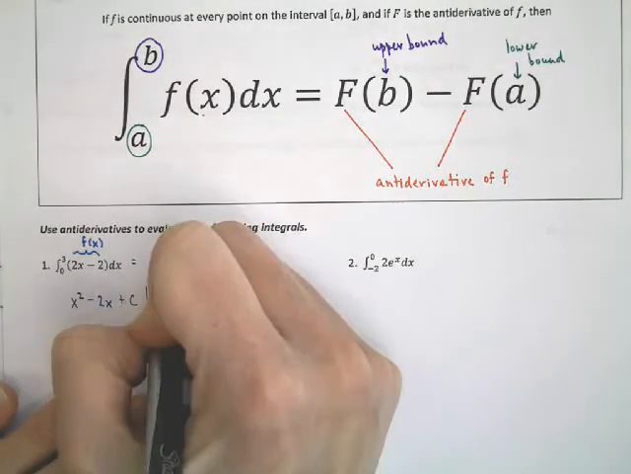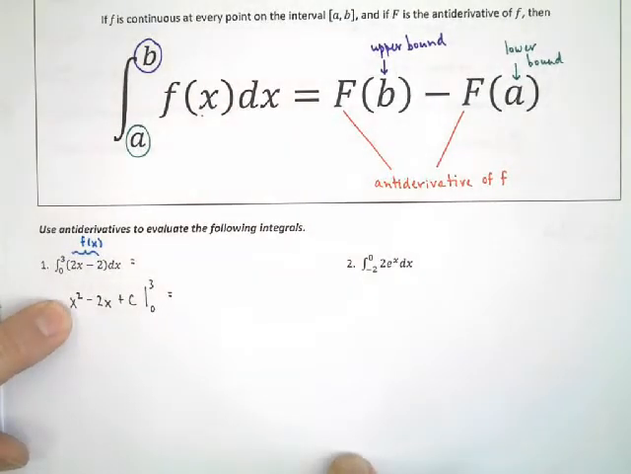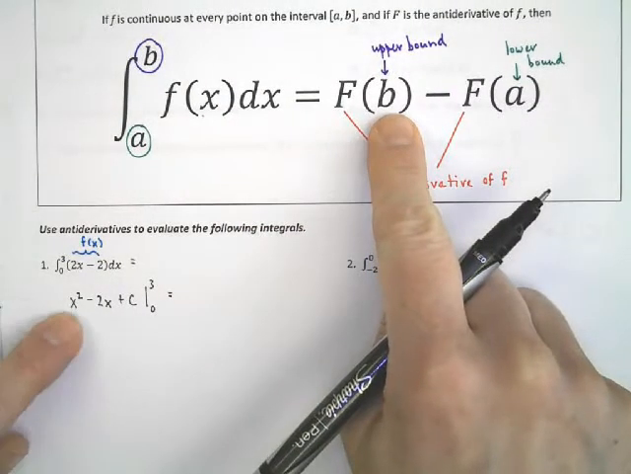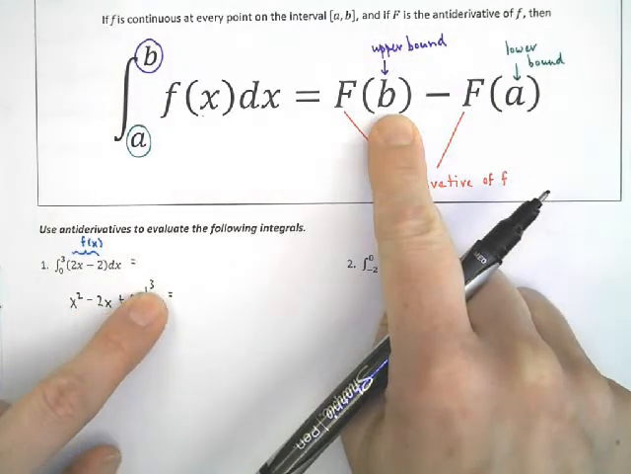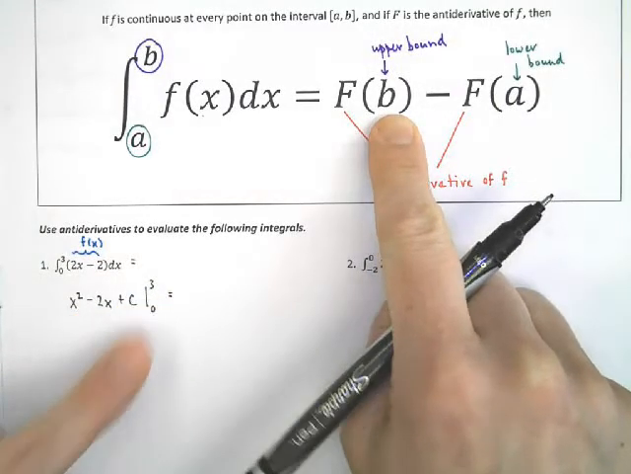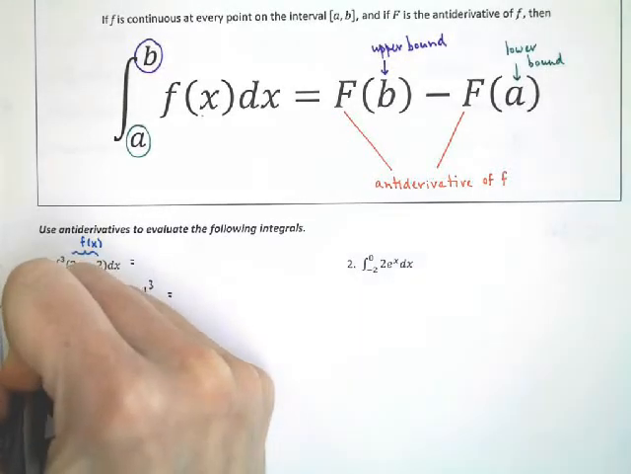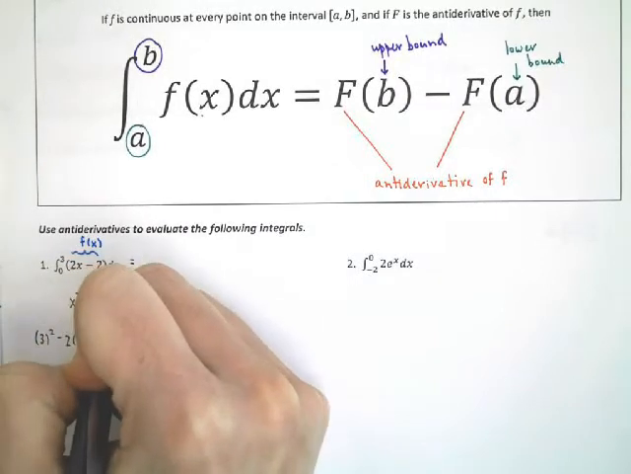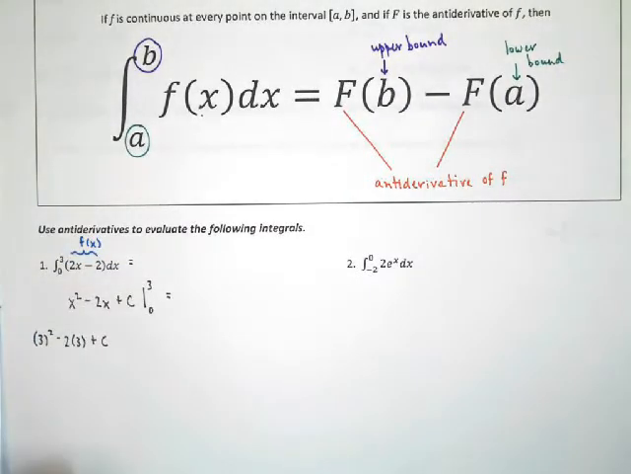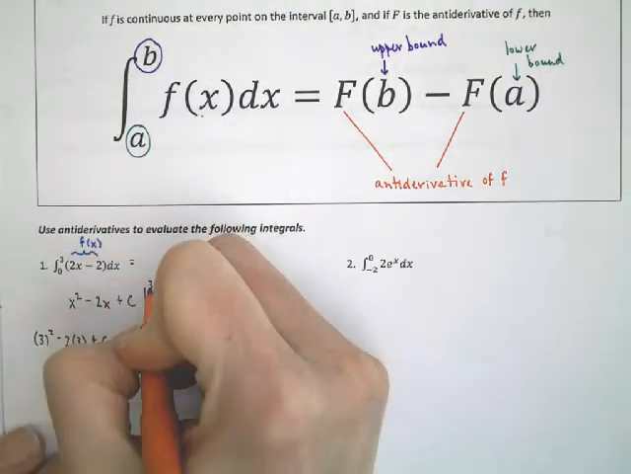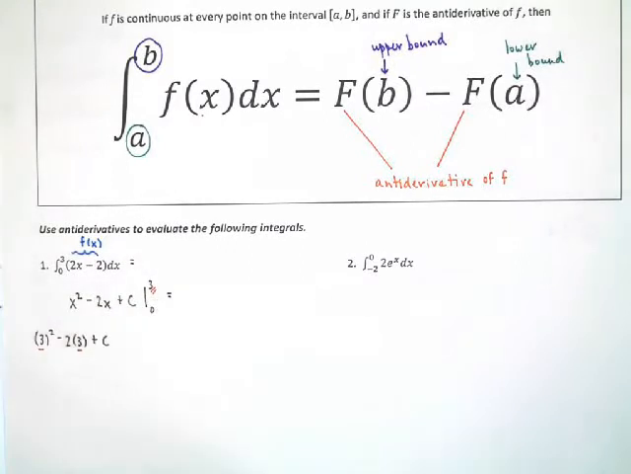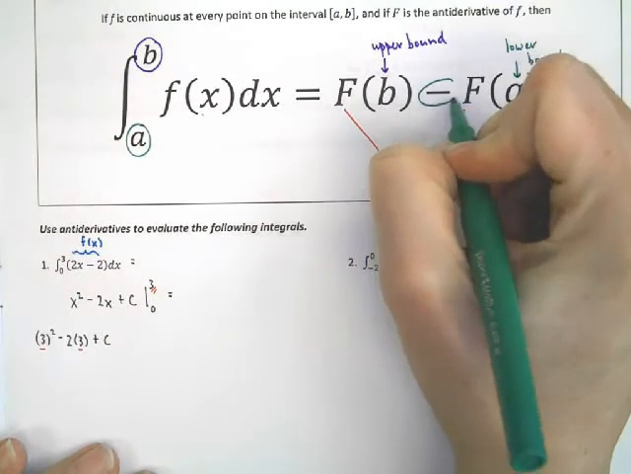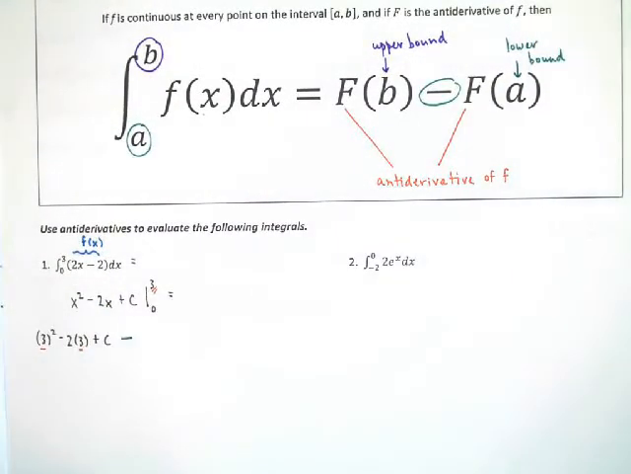So here's what it looks like. I first evaluate this function at my upper limit. So I'm going to evaluate this x squared minus 2x plus c at value 3. So instead of x, I'm going to do 3 squared minus 2 times 3. Now c is just a constant, so it just stays constant. So that is the first part, right? All these 3's are coming from my upper limit of integration. Now, this said here to subtract. So I'm going to subtract my function evaluated at my lower bound.